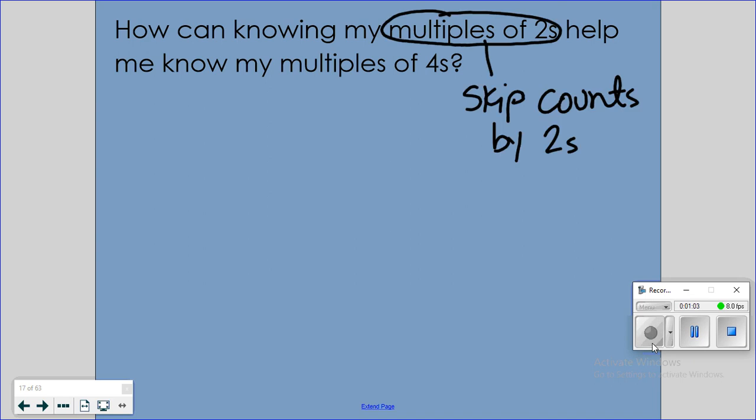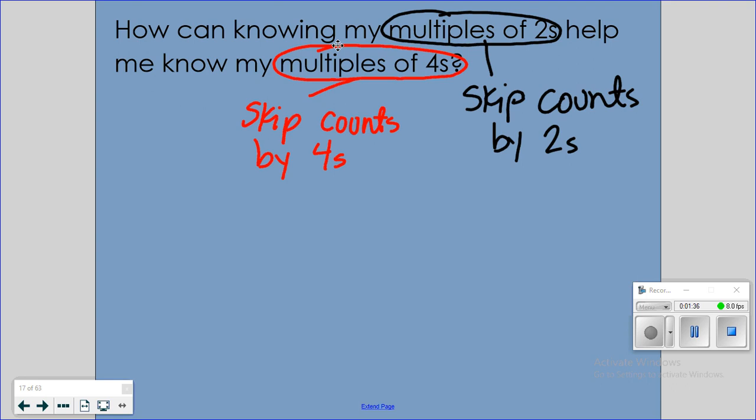That's what I'm talking about. So when I say multiples of 4, what do you think we're talking about then? When I say multiples of 4, what do you think we're going to be talking about? John? Skip counting by 4. Skip counting by 4's. But I'm talking about multiples of 4. I'm going to be using those same skip counts, but this time I'm going to be going by 4's.